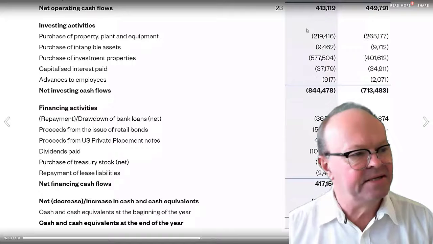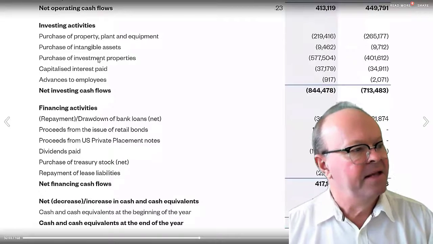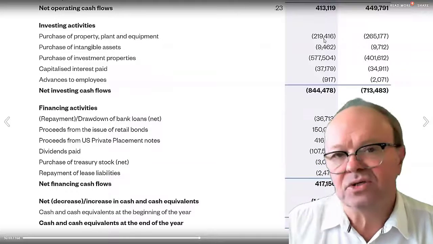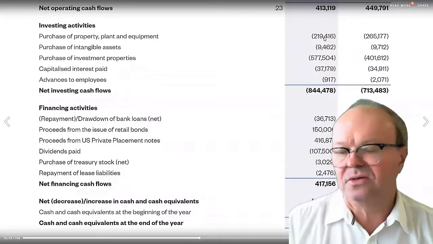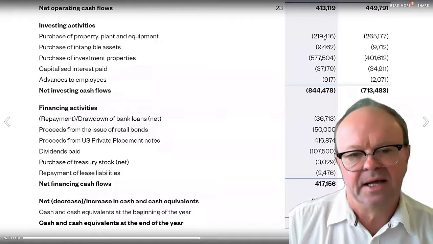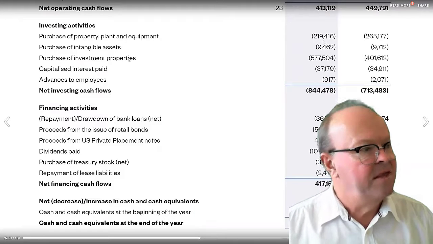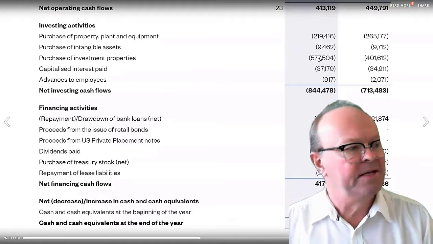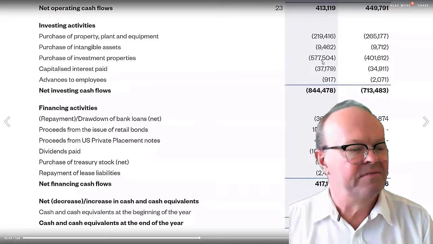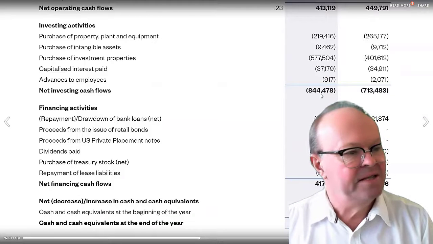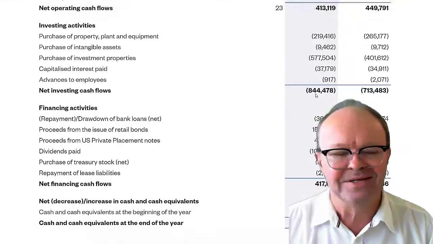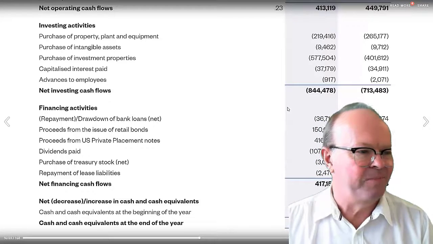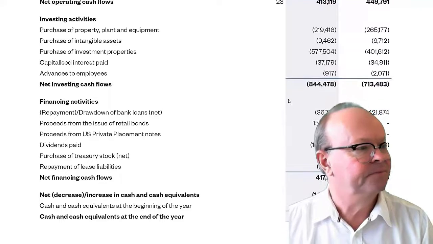Then the investing activities, you can see there's purchased property, plant and equipment, $219 million. That's some of their investments into their aged care facilities. Then you've got purchase of investment properties, $577 million. So you can see they're investing a lot of money, $844 million into basically property development activities.